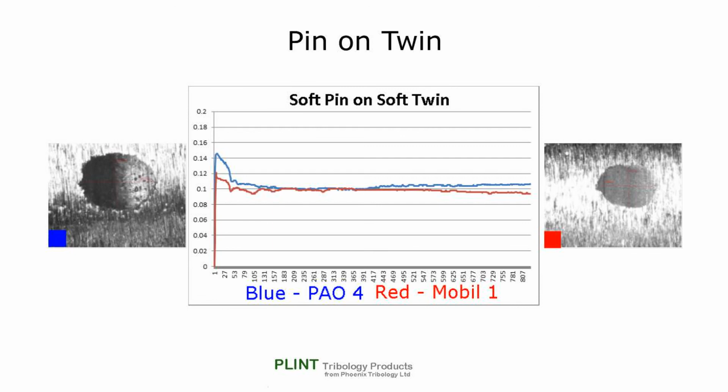With a soft pin on soft twin, although the base fluid produces more wear than the fully formulated oil, there is little difference in the friction, except during the initial running in phase. In both cases, we have an adhesive wear process, with the additives in the fully formulated oil having an obvious beneficial effect on wear.